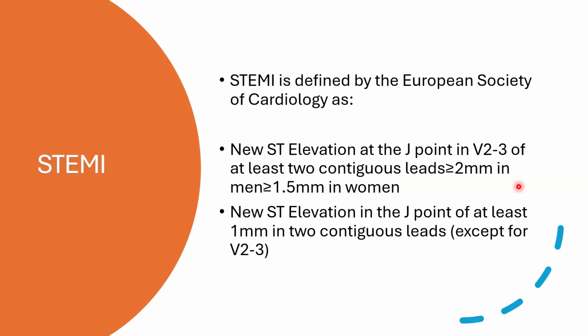Of course, we're going to have an ST elevation in the EKG. Either this ST elevation from the J point is more than 2 millimeters in men or 1.5 millimeters in women, and that's in V2 and V3. This is considered a positive ST elevation or STEMI. Or in any other lead except V2 and V3, if there is at least 1 millimeter ST elevation, it has to be in two contiguous leads, and contiguous means that there are leads that share the same blood supply. So if we have an ST elevation of more than 1 millimeter in two contiguous leads, except for V2 and V3, then we say that this is an ST elevated myocardial infarction.